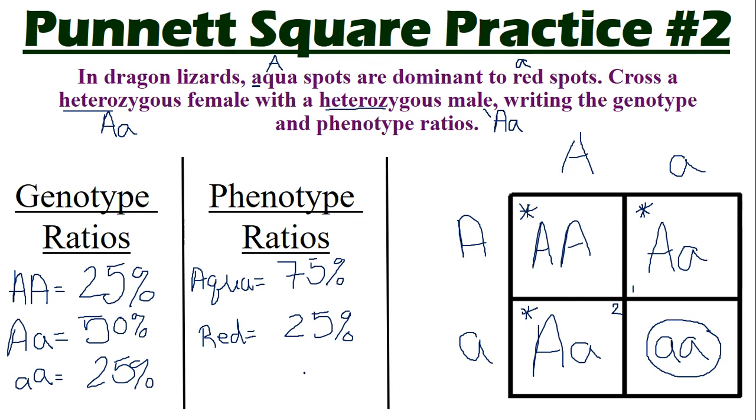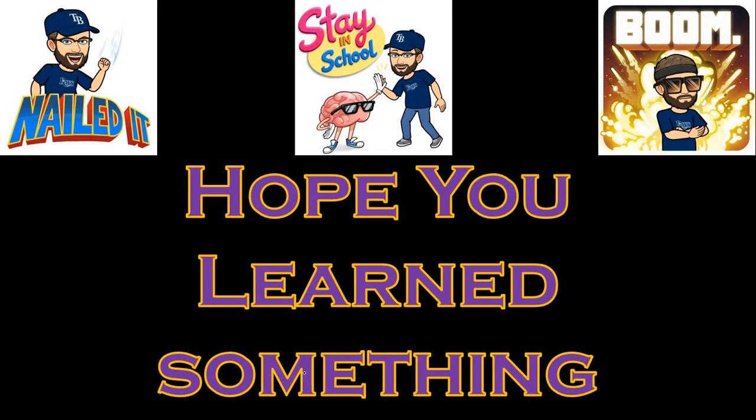So that is Punnett squares for complete dominance. We're going to talk in other videos about how Punnett squares and these things can change when it's not always a complete dominance to it.